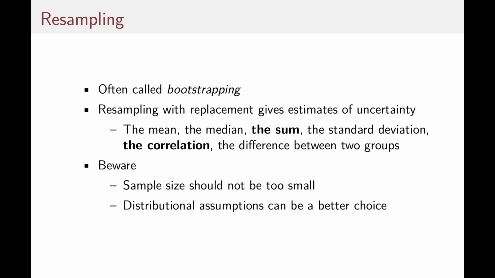You should be aware that sample size shouldn't be too small. And if the data is not representative, then you can run into problems. It doesn't absolve you of having little data or unrepresentative data. And distributional assumptions, like assuming a normal distribution, can be a better choice than just resampling data that you have. But sometimes it cuts the other way too, and you don't want to make a distributional assumption, and you can use resampling to get more out of your data.